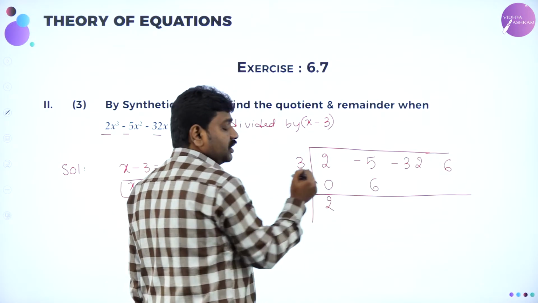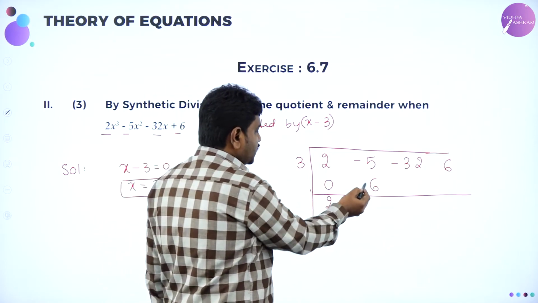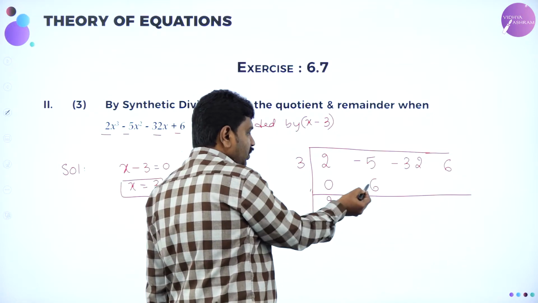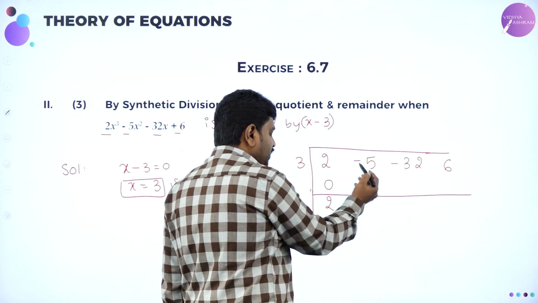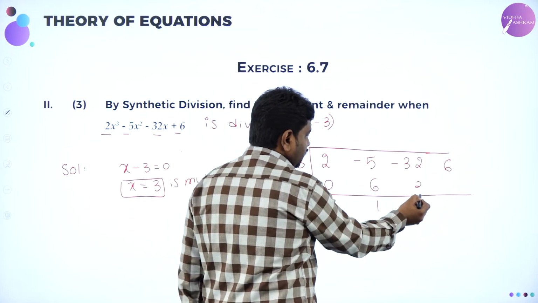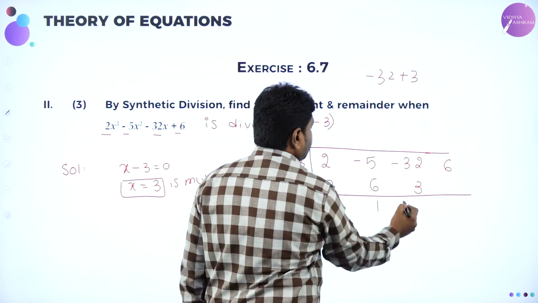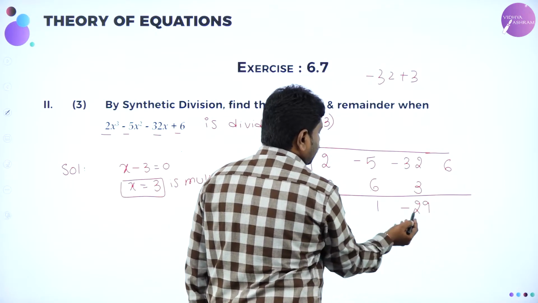Now you should add. Generally we subtract, but here in synthetic division you should add. So I got 6. How did I get 6? 2 into 3, you get 6. Now add. Minus 5 plus 6 is 1. Now multiply. 1 into 3 is positive 3. Then again you add minus 32 plus 3. If you do, you'll get minus 29, and multiply.